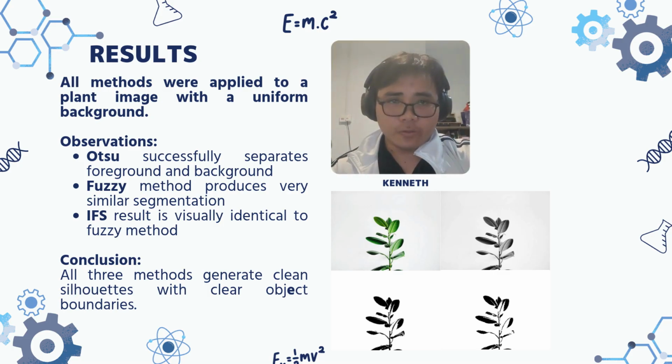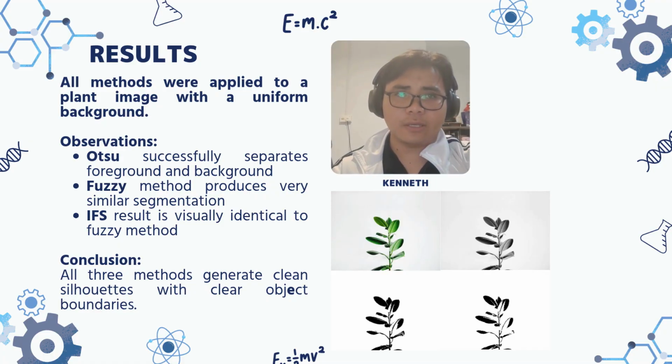All three methods were applied to the same plant image, which had a fairly uniform background. That made segmentation straightforward across the board. Starting with the Otsu method, it successfully separates the plant from the background, giving a clean binary result. The fuzzy method produces a similar segmentation to Otsu, so visually the two are hard to tell apart.